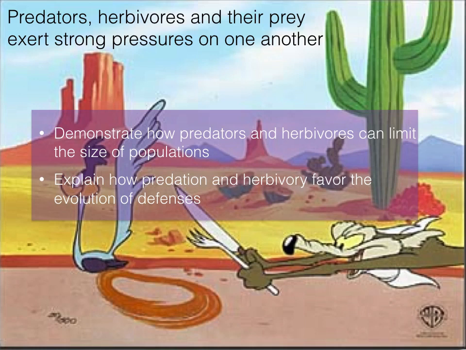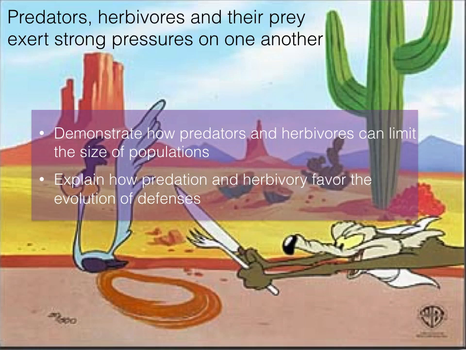First of all, the learning objectives, I just want to point those out. The first is to demonstrate how predators and herbivores can limit the size of populations. That's what we'll talk about first. And then we'll go over how predation and herbivory favor the evolution of defenses. So most every species consumes resources and, of course, are also a resource for other species.